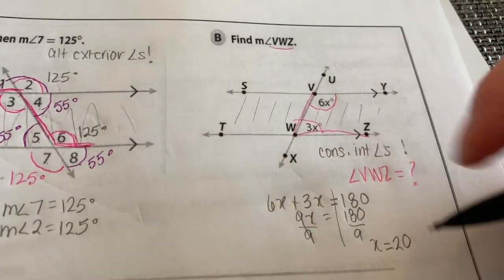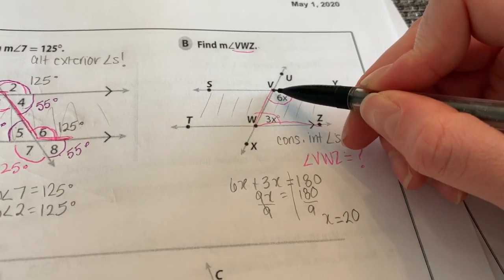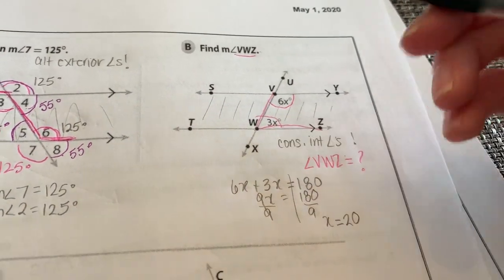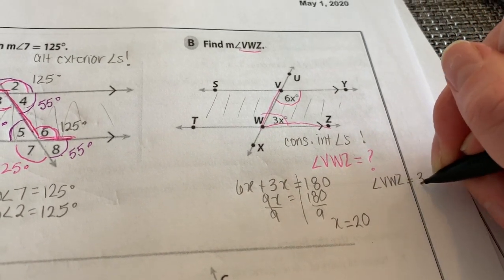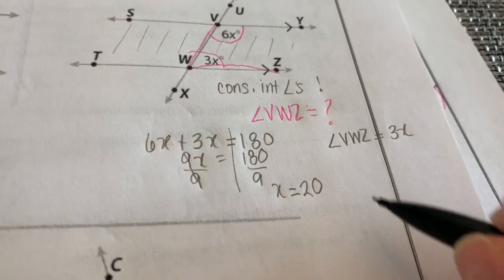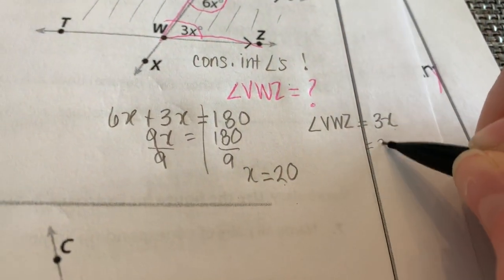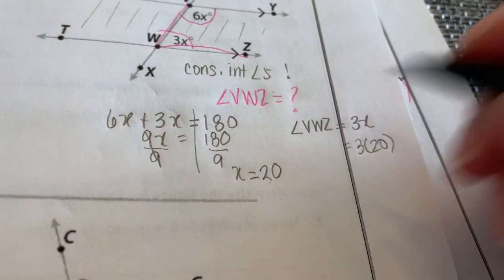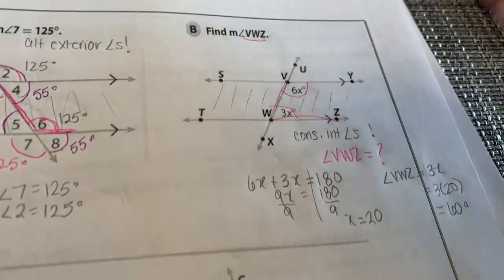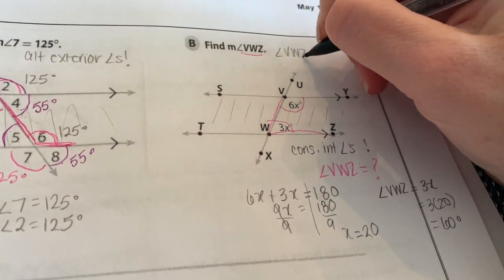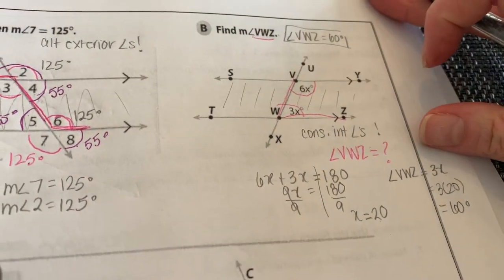That's not what I was supposed to find, though. I was supposed to find the measure of angle VWZ. So angle VWZ was given by 3x, right? So angle VWZ is 3x. So to find it, I just plug in 20 for x. So 3 times 20, that gives me 60. So angle VWZ is equal to 60 degrees. That's it, okay?